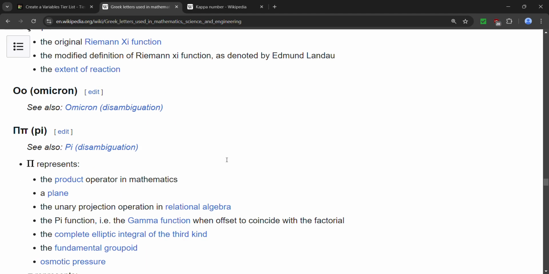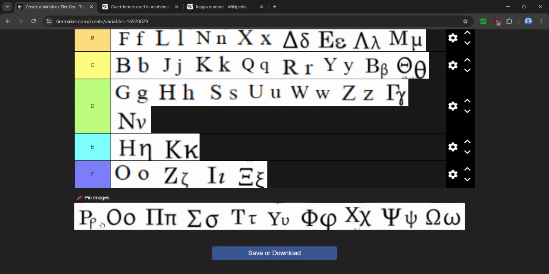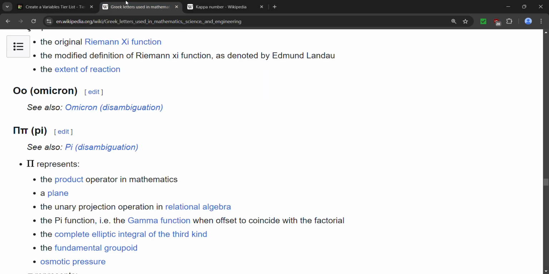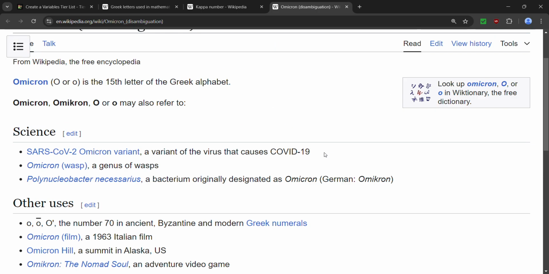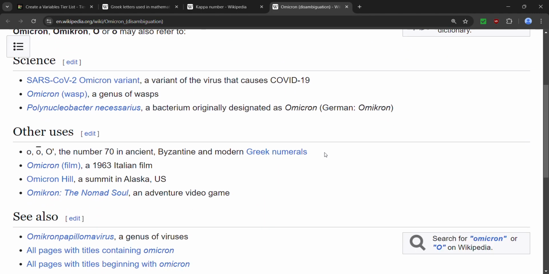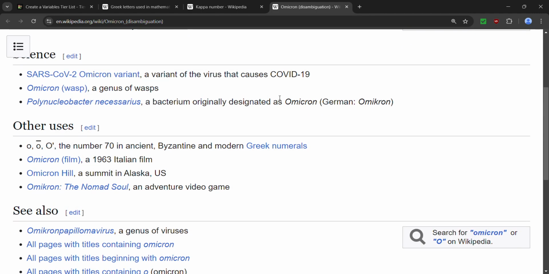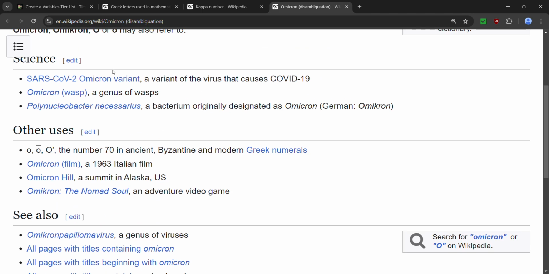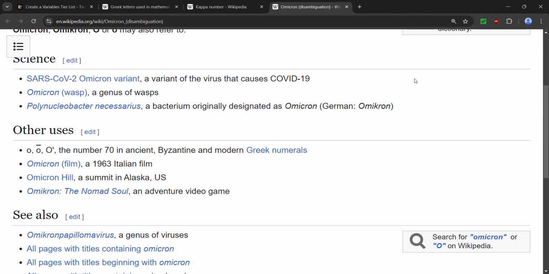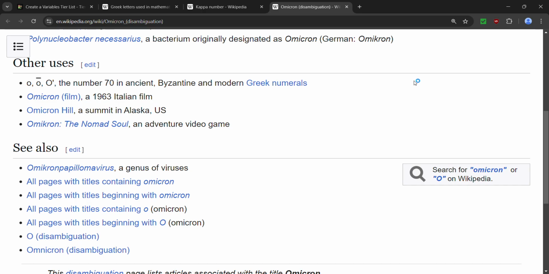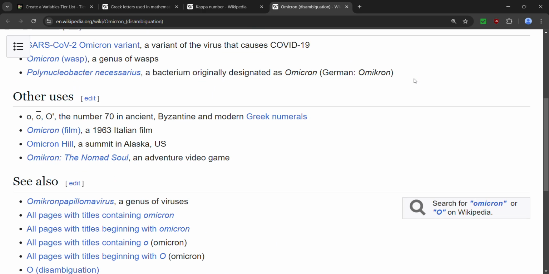I don't know, maybe I'm wrong, but Omicron doesn't even have anything listed. That is the easiest F tier of the whole list. Wow. What does it even have on its own page? Omicron variants, okay, of COVID. Did we even get that far? That seems pretty bad if we got all the way to Omicron, right? Wow.